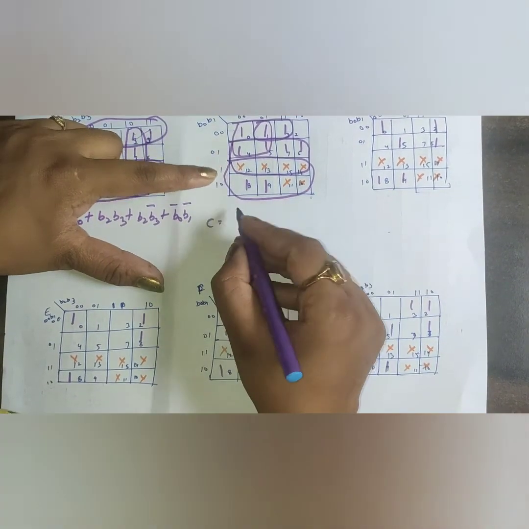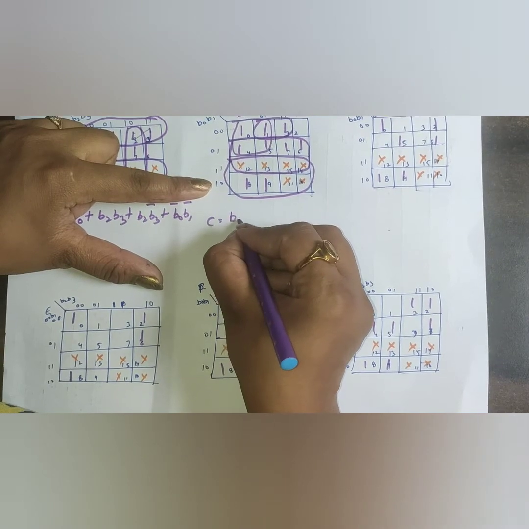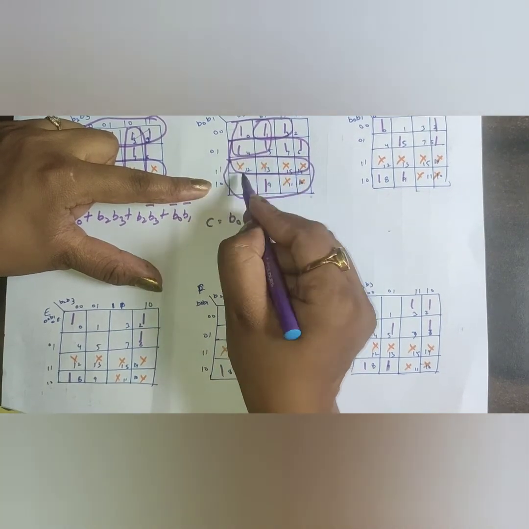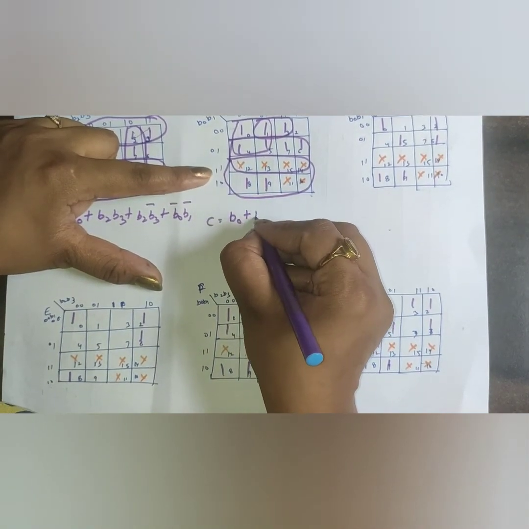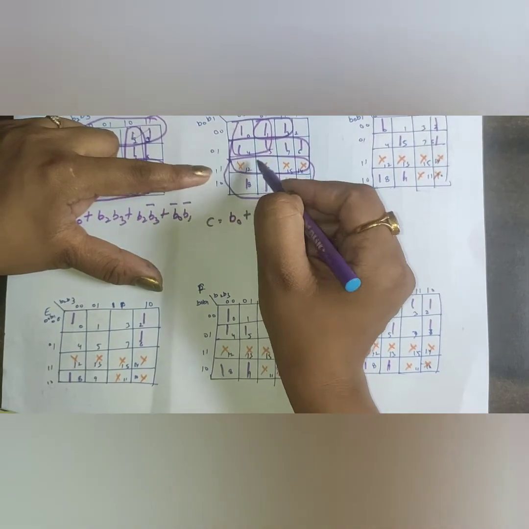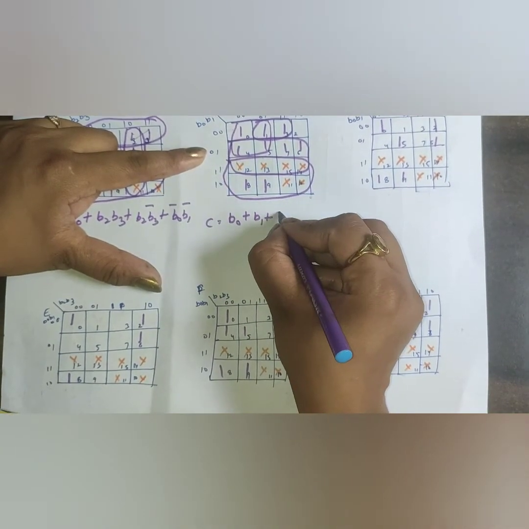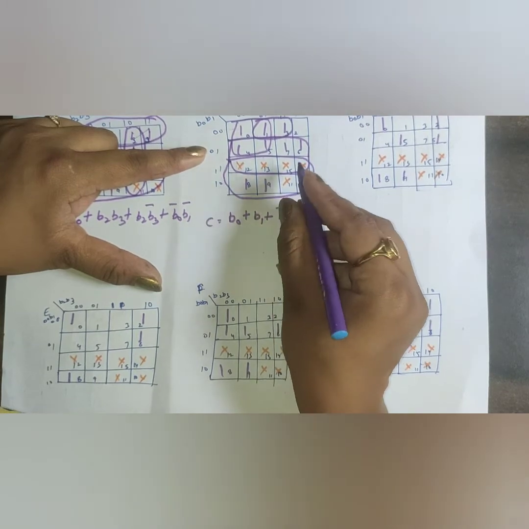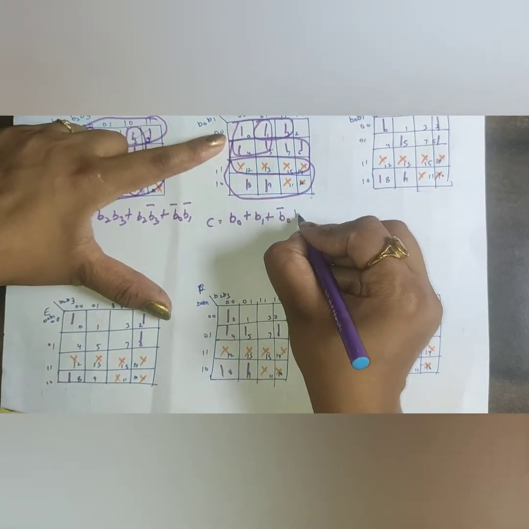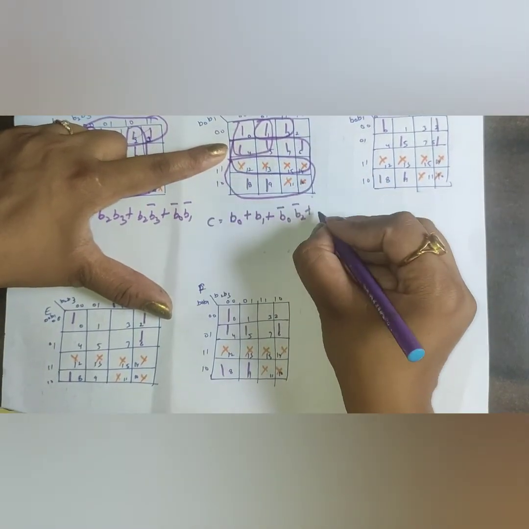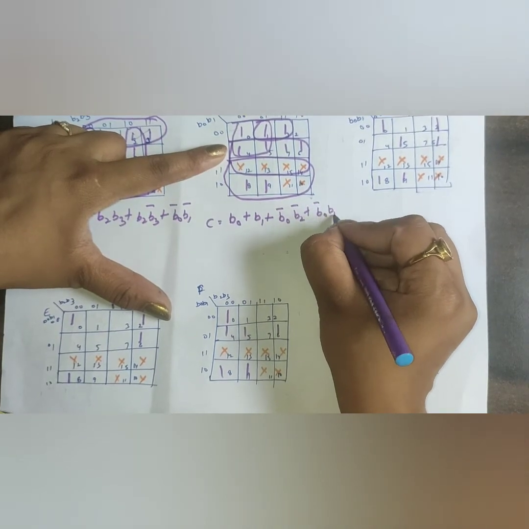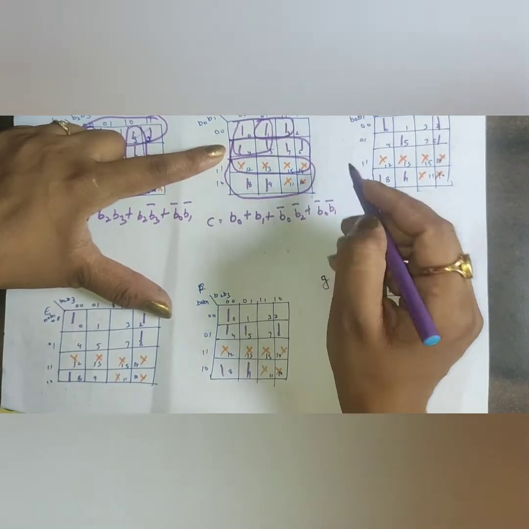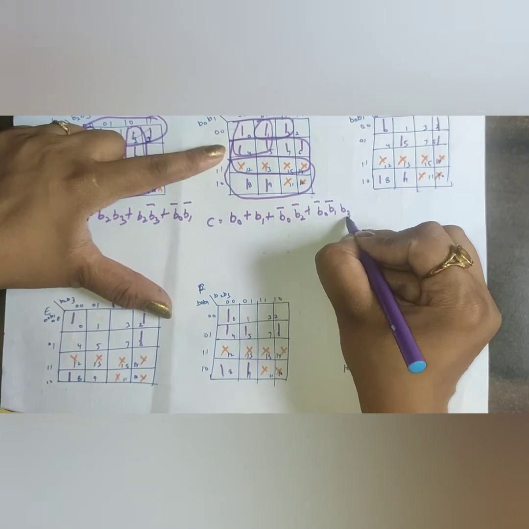So for this you have only B0 plus. For this 8 you have only B1 plus. For this 4 you have B0 bar, and for here to here you have B2 bar plus. For this B0 bar, B1 bar, and from here to here you have B3.